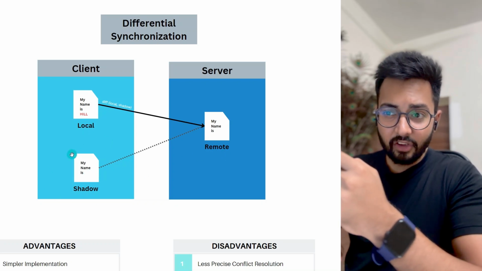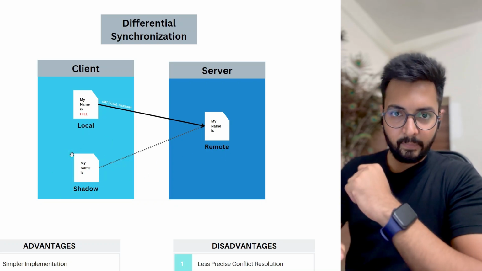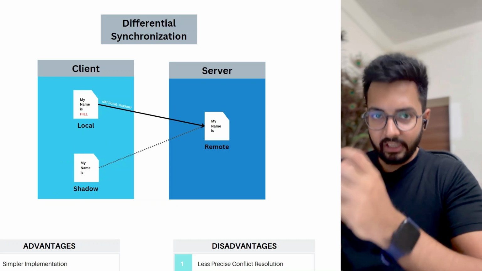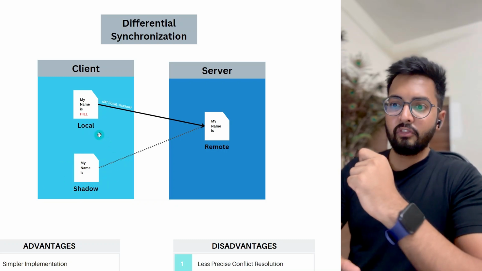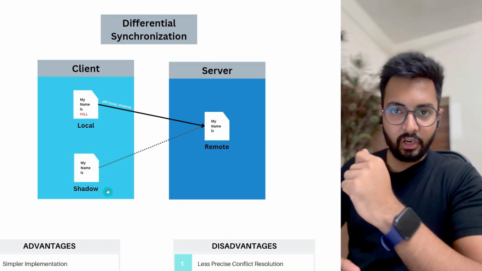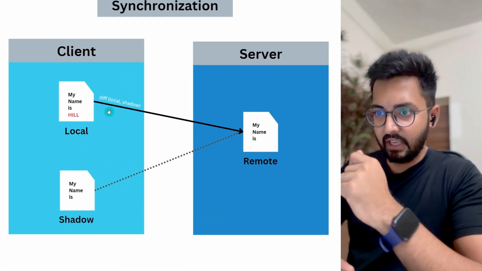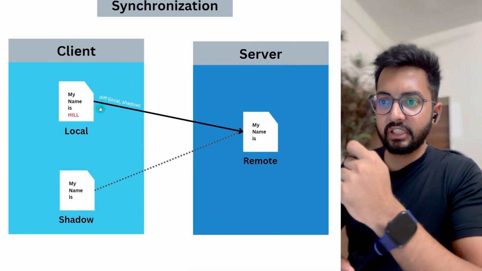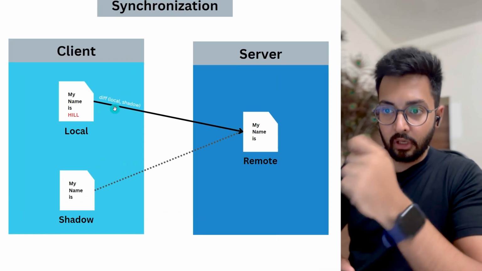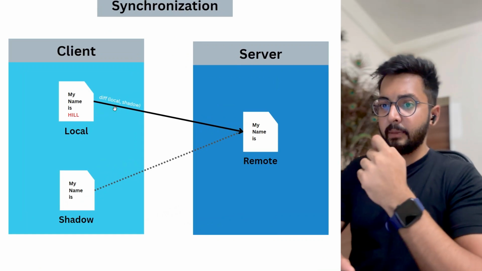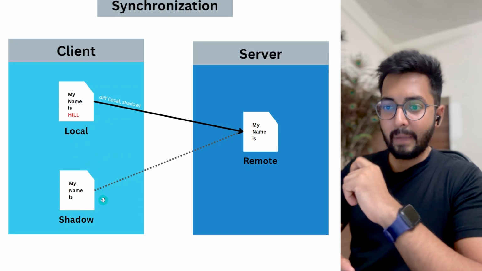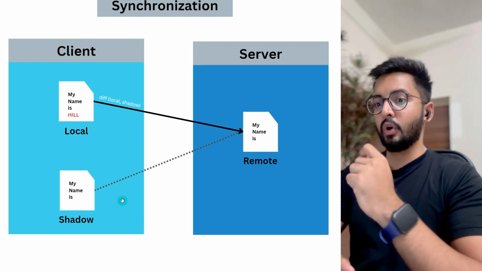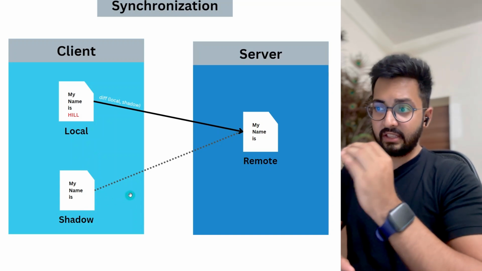Now what is the need for this shadow on the client side? The differences are compared between the local and the shadow version. Let's say here we have a function called diff which compares the local version and the shadow version, and it brings out what the new changes are. Like you can see here, "my name is" is the content which was earlier saved and is stored on the server.